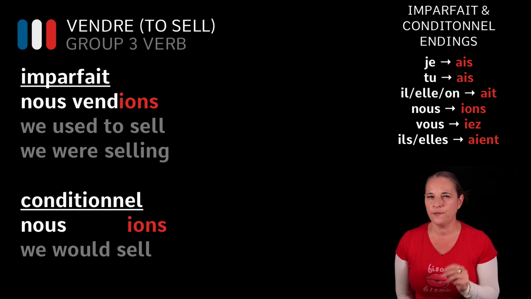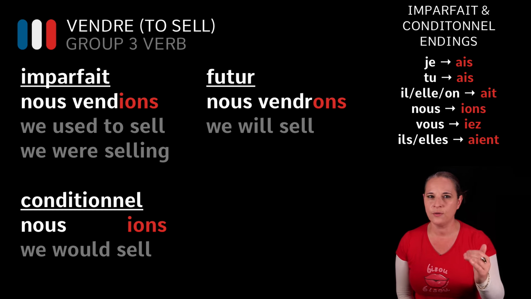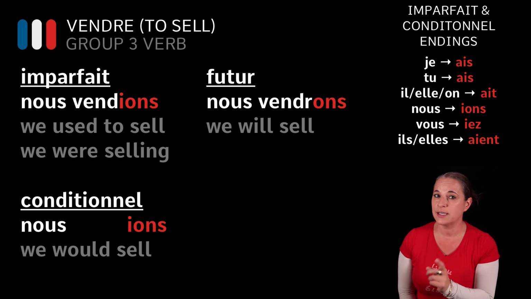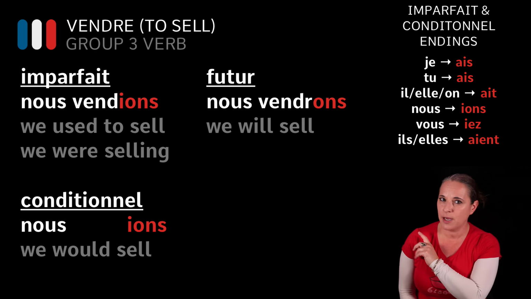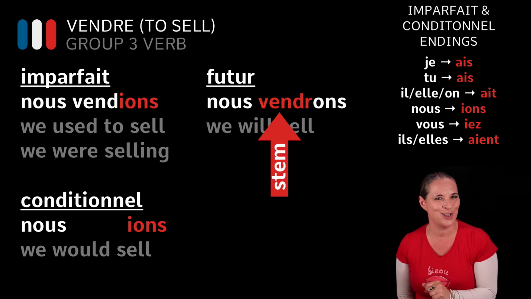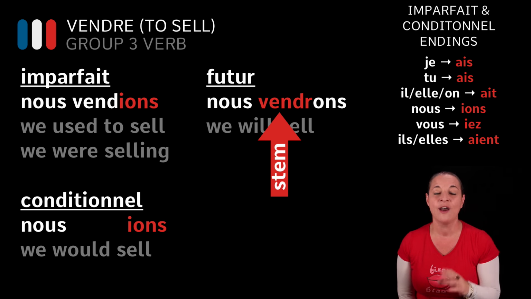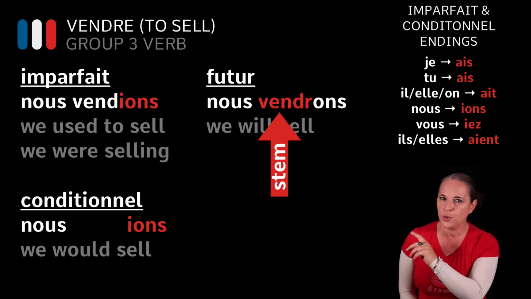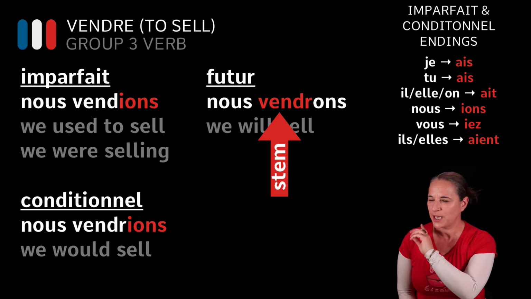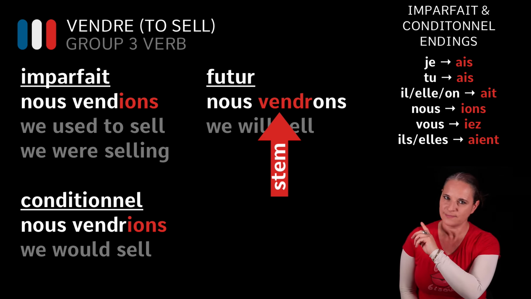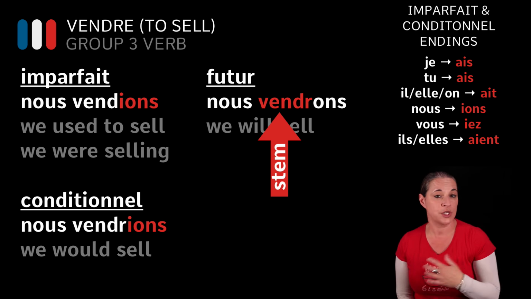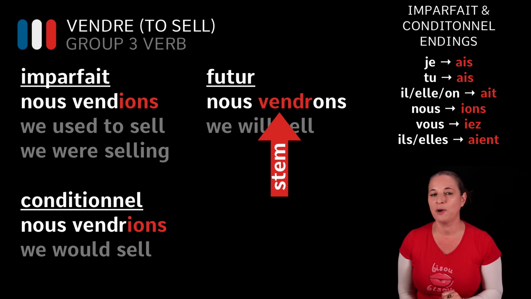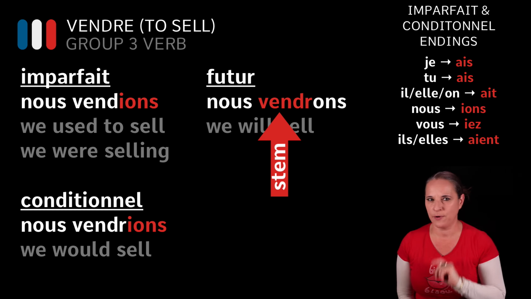Now, you need to know the future stem of vendre in order to conjugate in the conditional tense. So, the future of vendre is nous vendrons, we will sell. Now have a look at the stem: vendr. That's the thing we are going to use, the stem we are going to use for the conditional. Here we go. Nous vendrions. So, what we've done, we've added the IONS, which is the ending that we want for conditional, but we have attached it to the stem of the future.